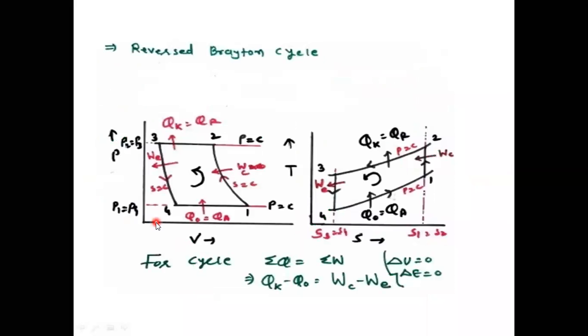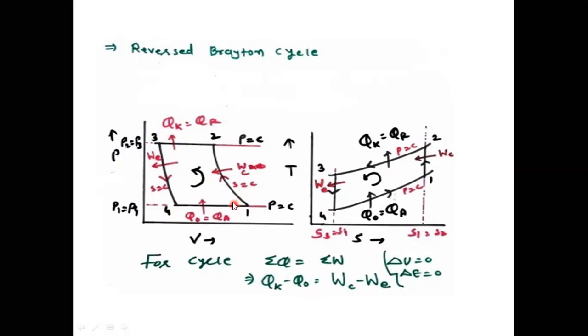Where is QK? You can see here QK. It's during the isobaric process, constant pressure process. So it's Cp, and Cp times T2 minus T3. QK is equal to Cp (T2 minus T3). Why is it Cp dT? Because it's during an isobaric process.